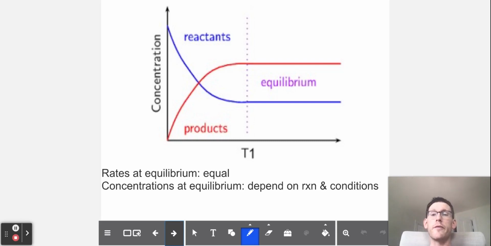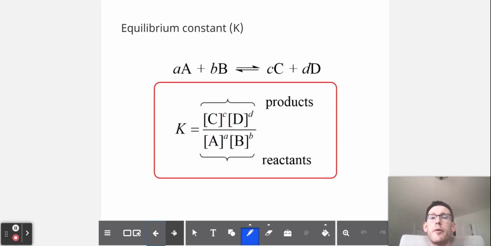And the relative amounts of reactants and products depends on what the reaction is and the conditions that the reaction is occurring under. Next, we have the equilibrium constant, which for any reaction is essentially the concentrations of products over the concentrations of reactants. If there's a coefficient in front of any substance, then that will become an exponent in this equilibrium expression, K, and K only considers gases and aqueous solutions. Any solids and liquids should be omitted from the expression.